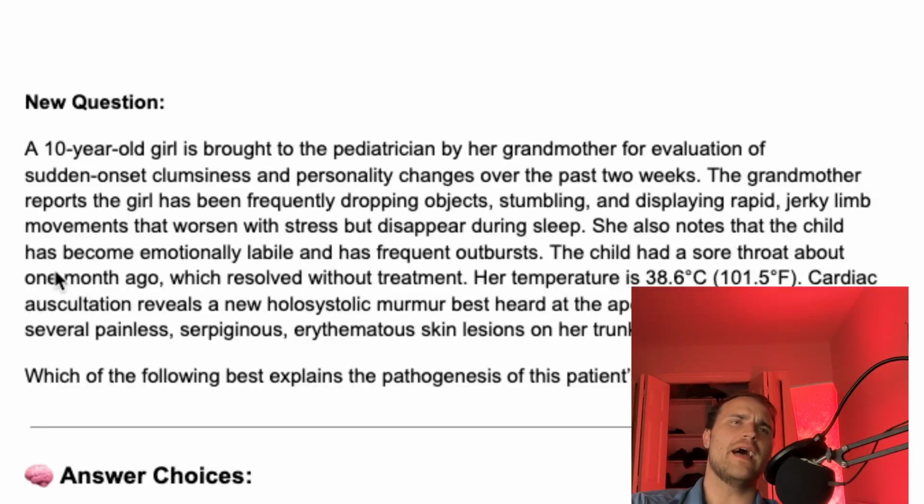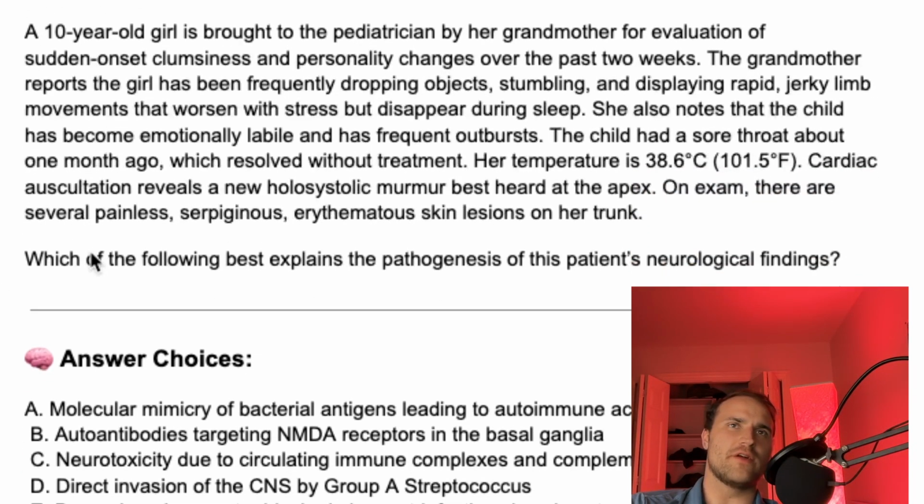All right, so here we have a 10-year-old girl brought to the pediatrician by a grandmother for evaluation of sudden onset clumsiness and personality changes. The grandmother reports the girl has been frequently dropping things, stumbling, and displaying jerky limb movements that worsen, with trouble controlling her volume as well. The child has become emotionally labile with frequent outbursts.